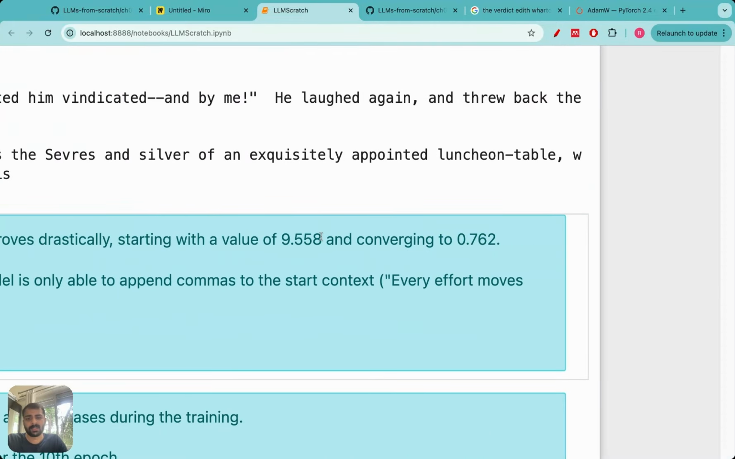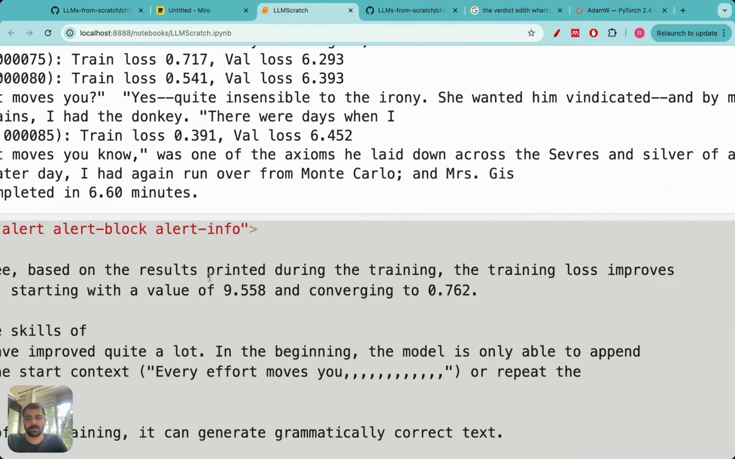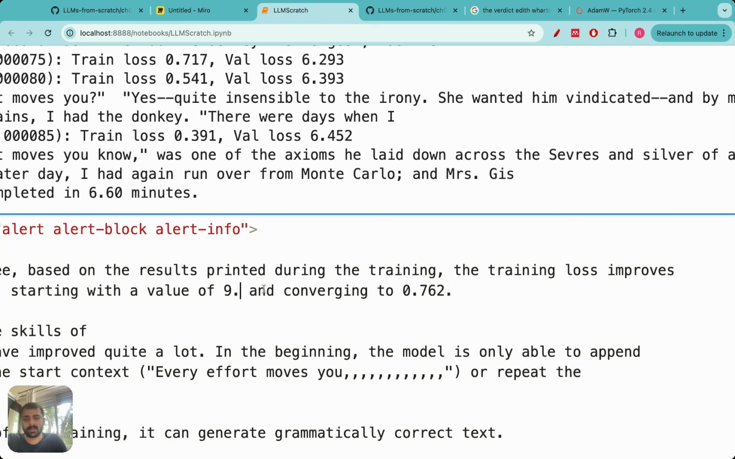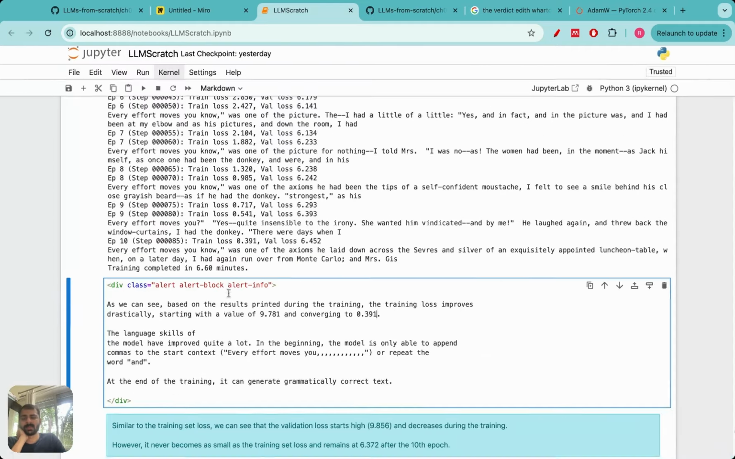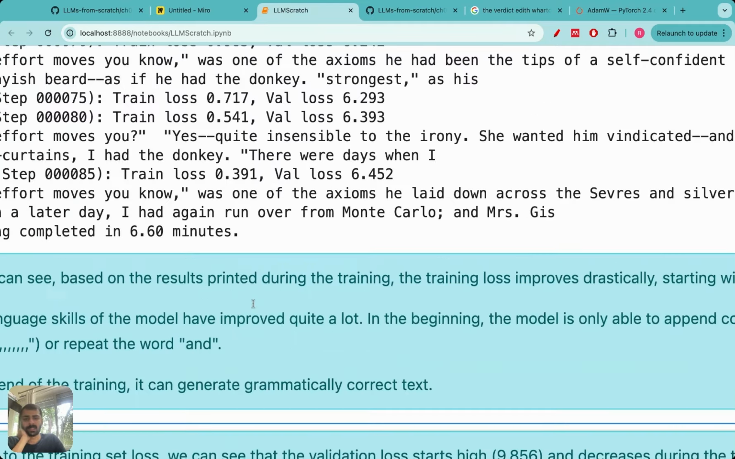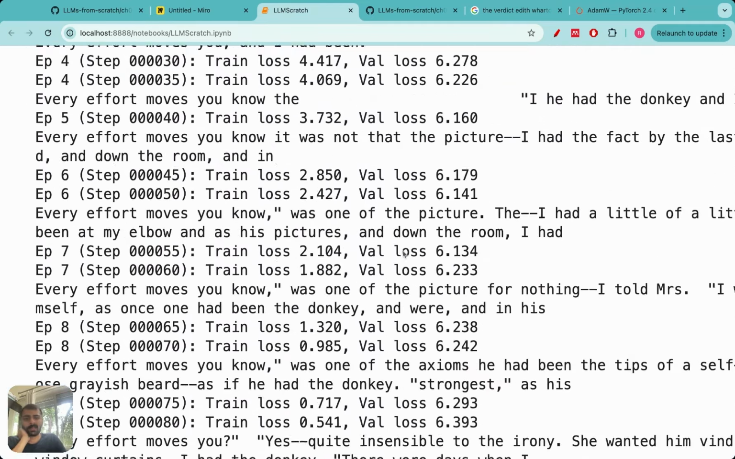So let me change it. The training loss started from 9.781 and it reduced to 0.391. When I had run it earlier, these were the values I had obtained, but for now the values are even better. Awesome. Let's look at the validation loss.